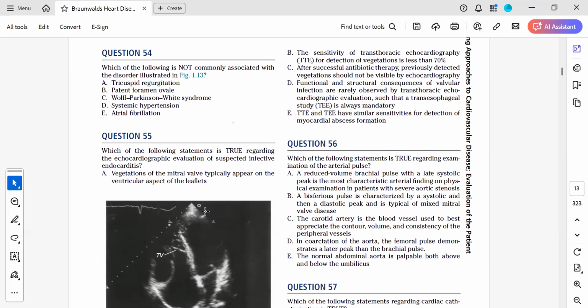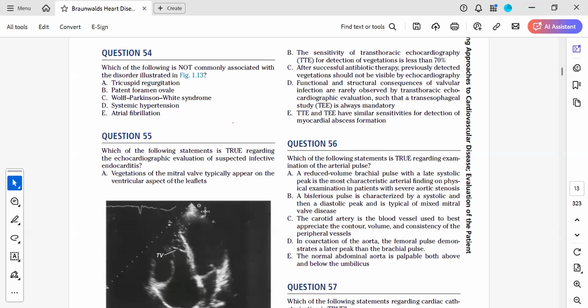D. In coarctation of the aorta, the femoral pulse demonstrates a later peak than the brachial pulse. D. The normal abdominal aorta is palpable both above and below the umbilicus. Essentially, this question is testing our knowledge on examination of the arterial pulse.